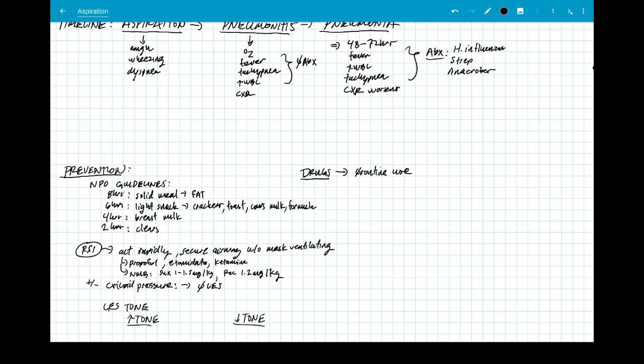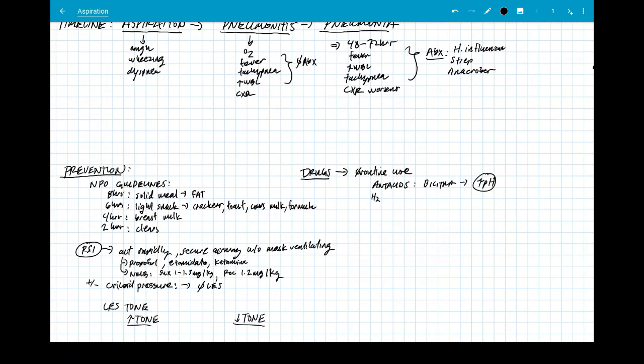But we'll go over the different medications and how they work. First, the most common one used are antacids. Typically, we use Bicitra at our institution. It effectively raises the pH. Because remember we said a pH of less than 2.5 is a risk factor for developing aspiration pneumonitis and aspiration pneumonia.